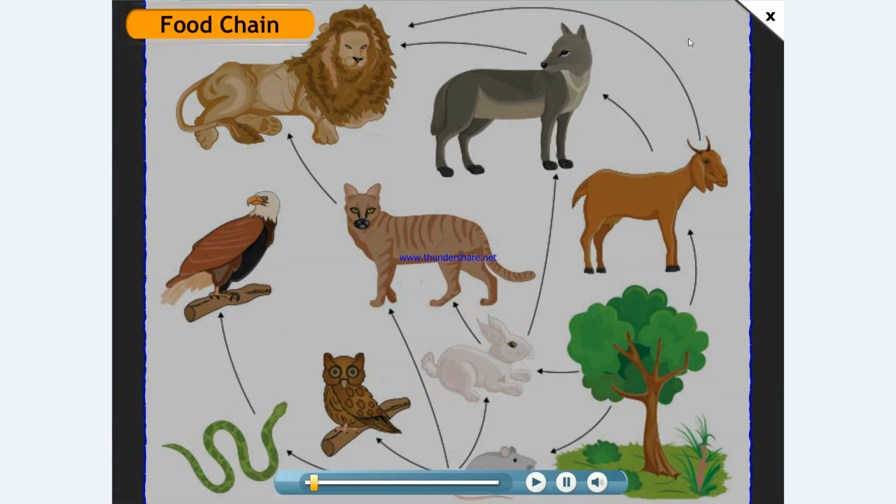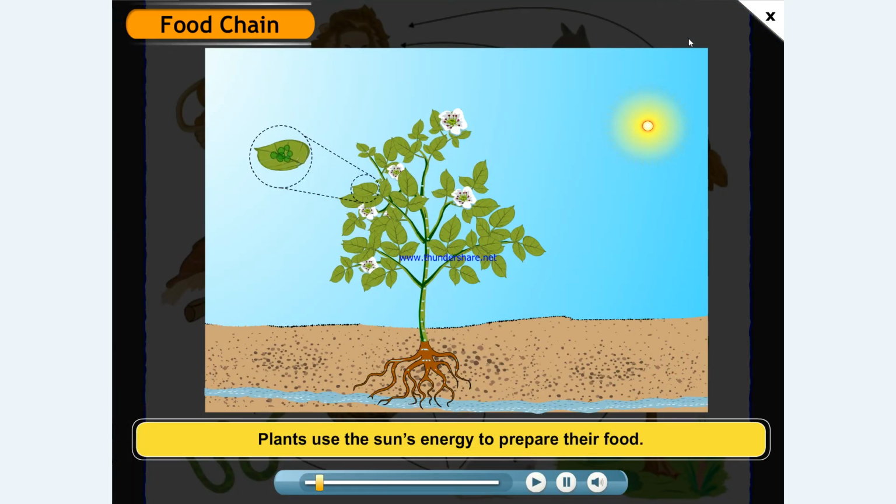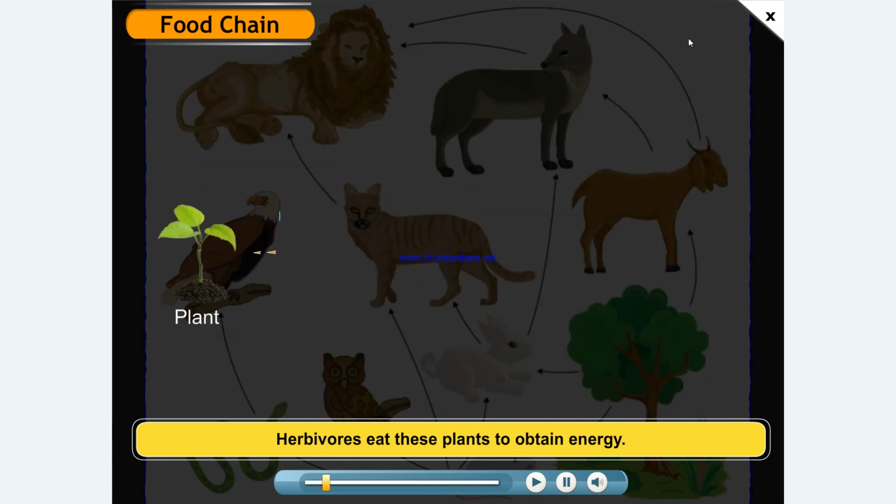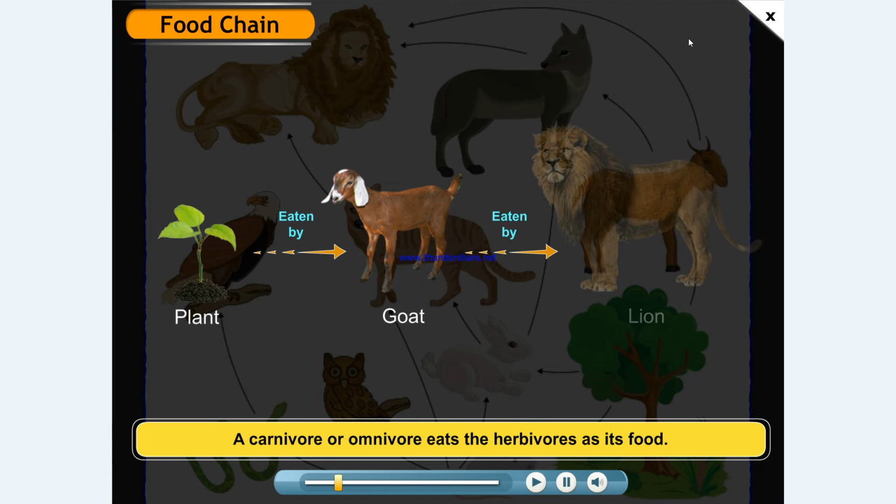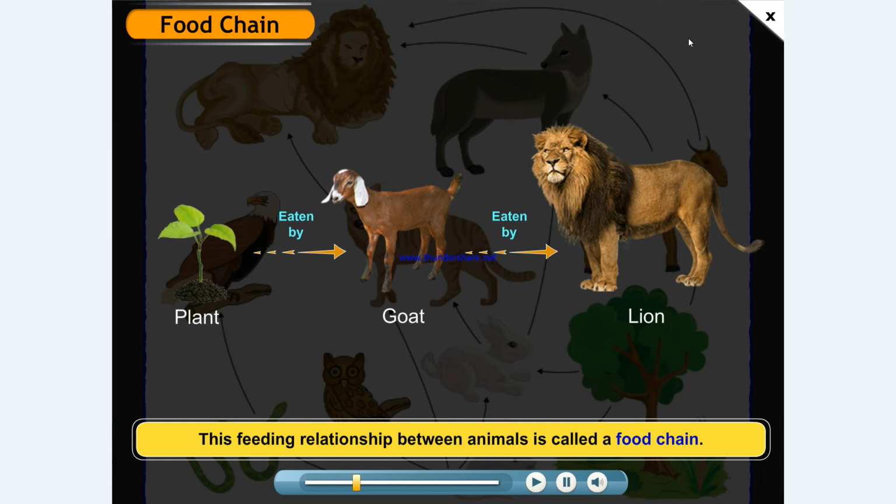Food chain. Plants use the sun's energy to prepare their food. Herbivores eat these plants to obtain energy. A carnivore or omnivore eats the herbivores as its food. This feeding relationship between animals is called a food chain. Thus, food chain shows the process of eating and being eaten up. It also shows the interdependence of organisms on each other.